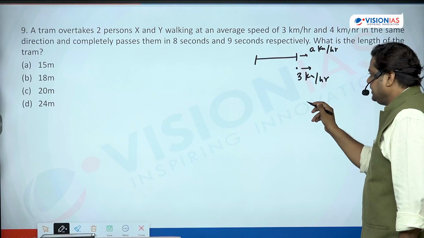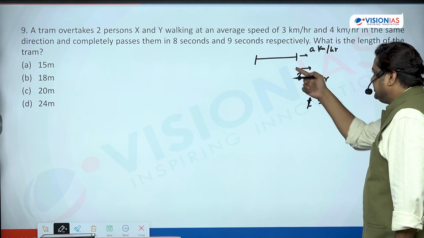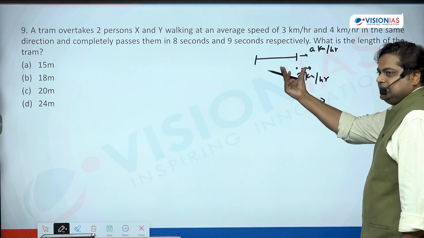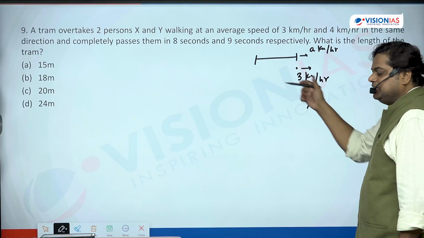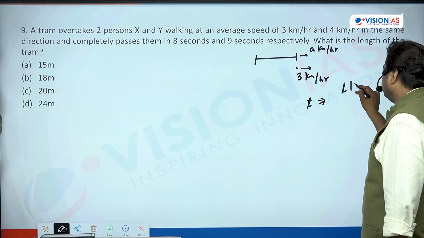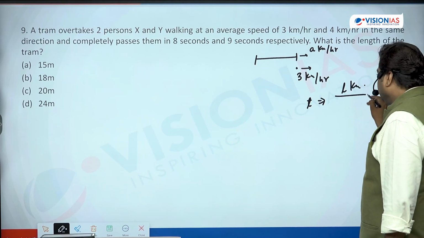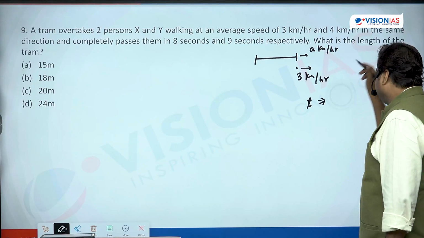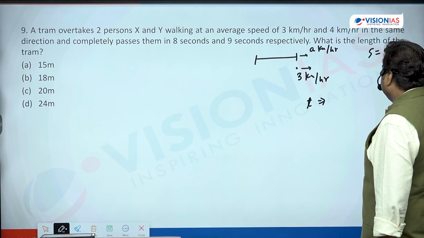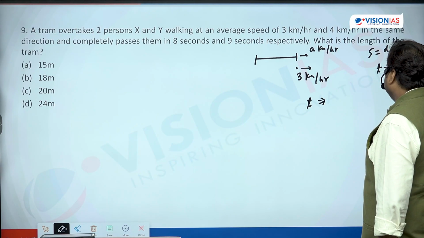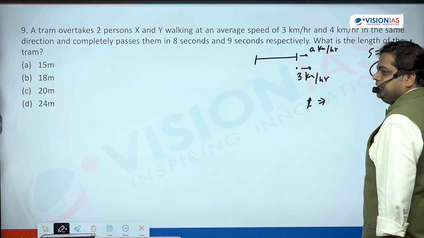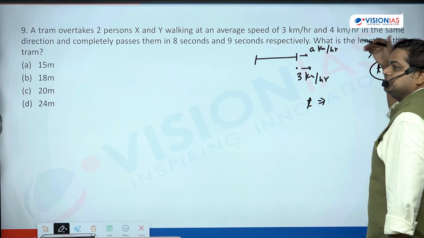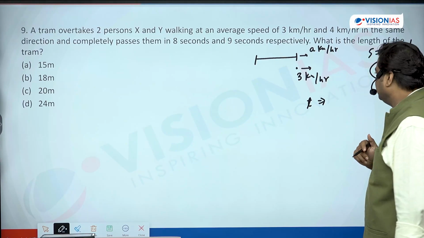So after what time will this train cross this person? That means the distance the train has to cover, its own length, let's take it as L kilometer, divided by, how do we calculate time? Speed is equal to distance by time. So time is equal to distance by speed. So every time we need to write this formula. Otherwise we can write it opposite. If time is equal to speed by distance, the answer is wrong.